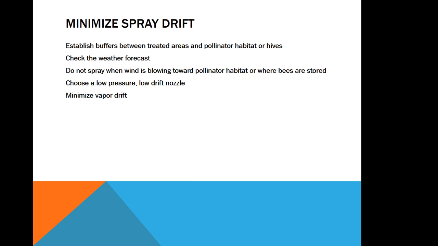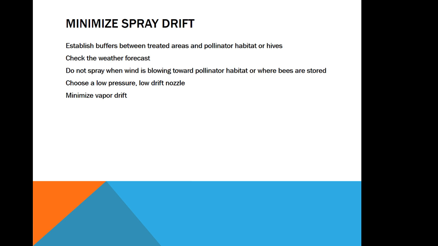A best management practice that can be implemented during any pesticide application includes managing or minimizing spray drift. By establishing buffers between treated areas and pollinator habitat or colony locations, we can limit the amount of pesticide residue which might reach the colony. By checking weather forecasts prior to making an application, we can be sure that the temperature variation will not be detrimental to our application, and we can be sure the wind will not be blowing toward a sensitive area.